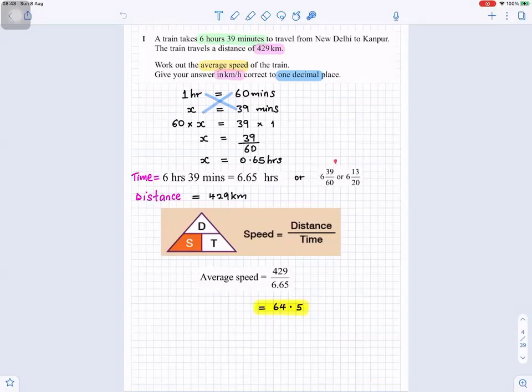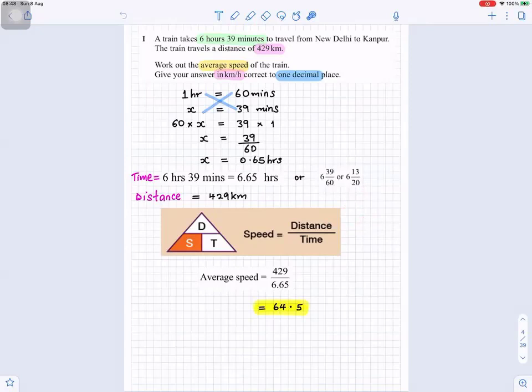Or you can write it as 6 and 39 over 60, which simplifies to 6 and 13 over 20, because 39 divided by 3, 60 divided by 3. And the distance is 429 kilometers. So using this triangle, speed is distance divided by time.